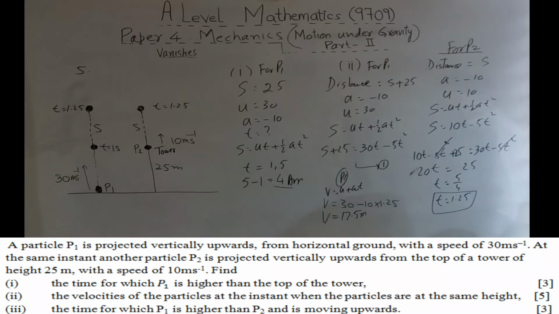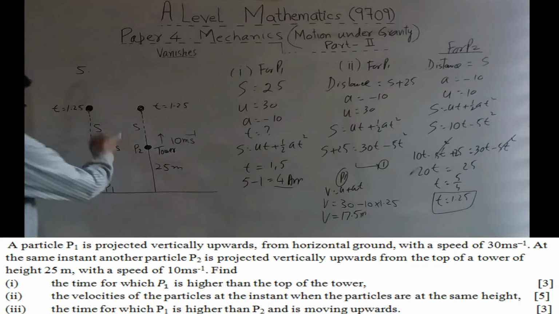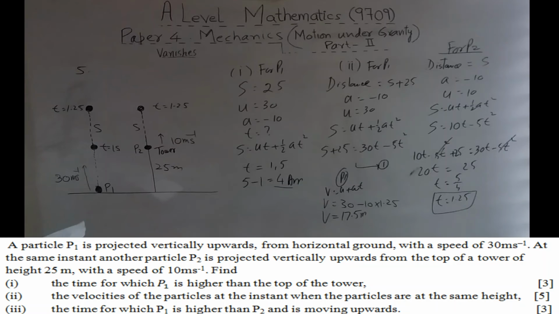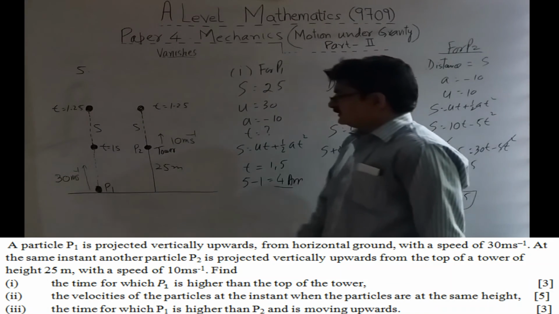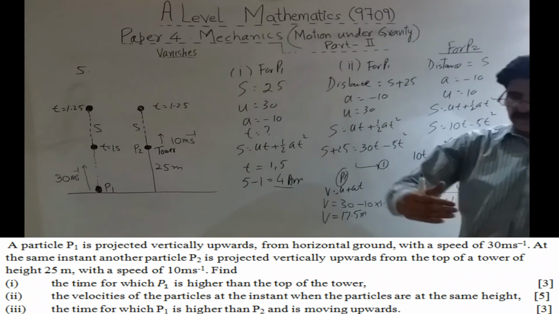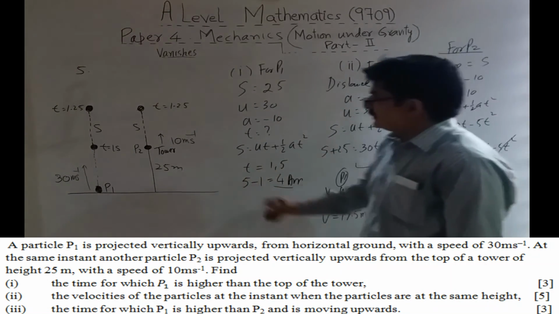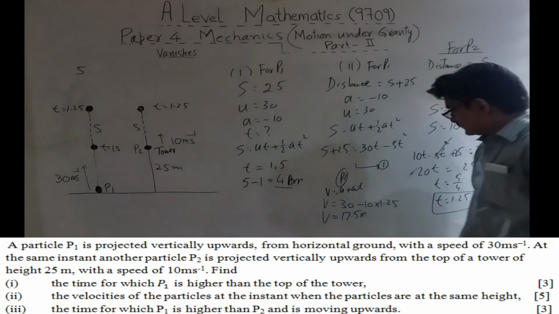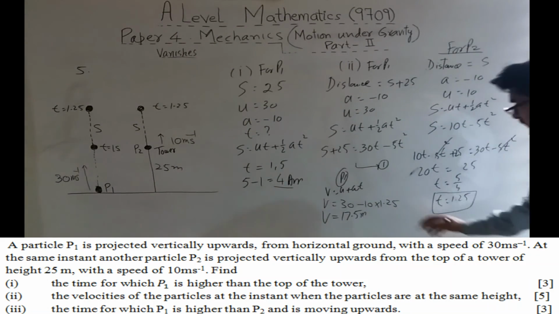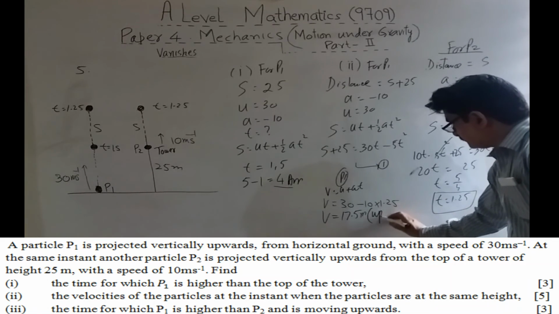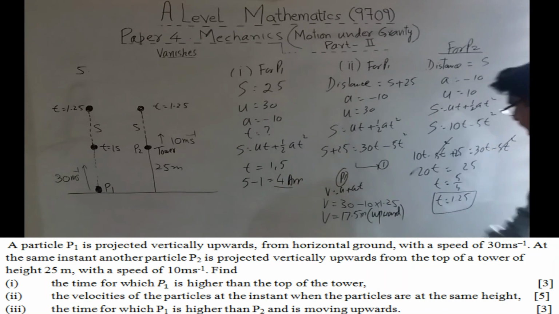And you are asked to find the velocities. This is a very important point. When P1 is projected upward with initial velocity, he is saying this is the velocity. In the question, read it again: with a speed of 30 at the same instant, but he is asking you the velocities. So I have told you in previous video that naturally we should take the upward direction as positive. So taking upward direction as positive, velocity 17.5 means that it will be moving upward. This is also very important.